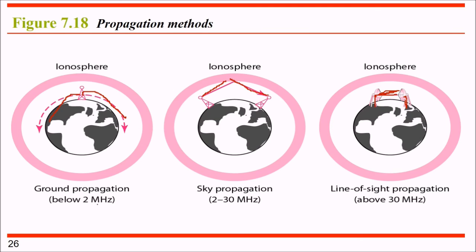The ground propagation is below 2 megahertz. The frequency you can see is always less than that. So at 2 megahertz and below we can only do ground propagation, because the attenuation will be quite high because of the ground. And in sky wave we utilize various layers of the atmosphere. So this is done between 2 to 30 megahertz. And for line of sight propagation, this is done above 30 megahertz. So these are the three variations. These are the propagation methods.